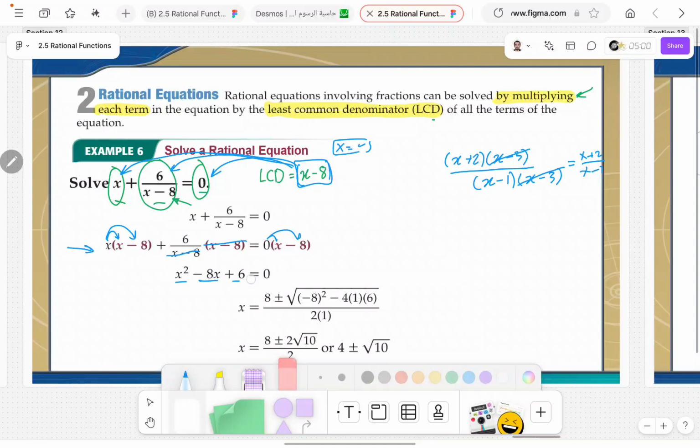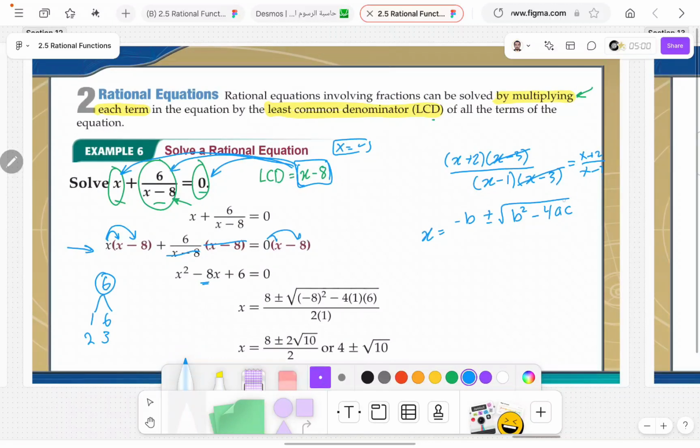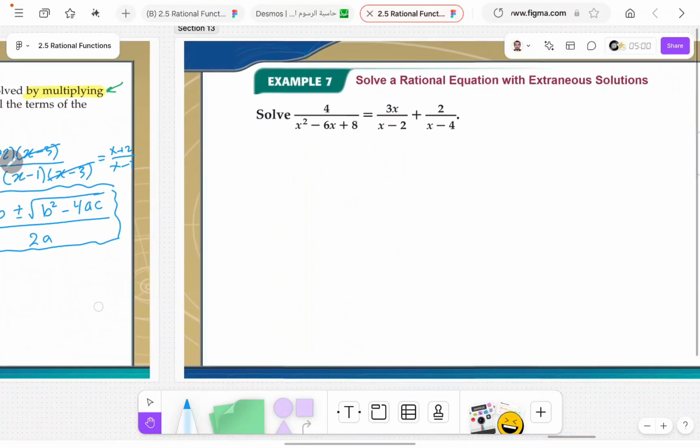Now if you look at this one here, this is a quadratic function. We need to find the factors of 6 that can be added to get negative 8. The factors of 6 are 1 and 6, and 2 and 3. So none of these can be used to factor this. So what I have to do is use the quadratic formula. The quadratic formula is x equals negative b, plus or minus the square root of b squared minus 4ac, over 2a. So if you don't know how to factor, or the question cannot be factored, just use the quadratic formula.